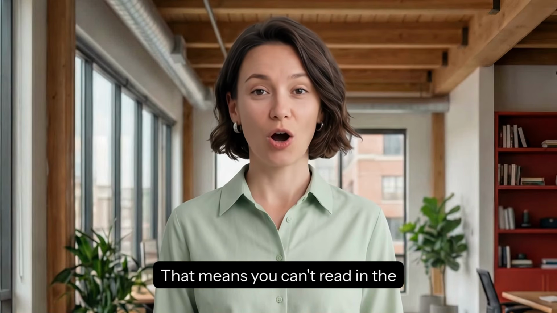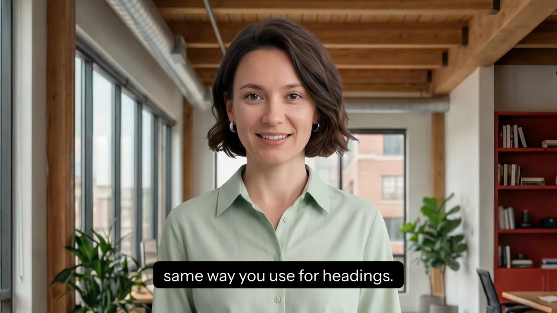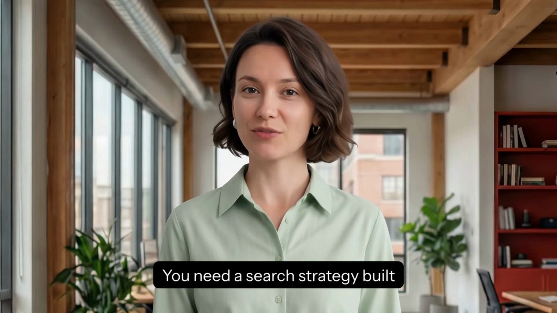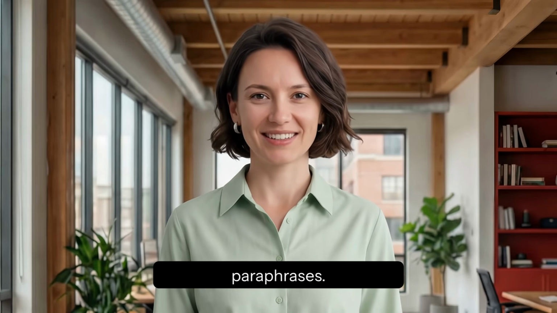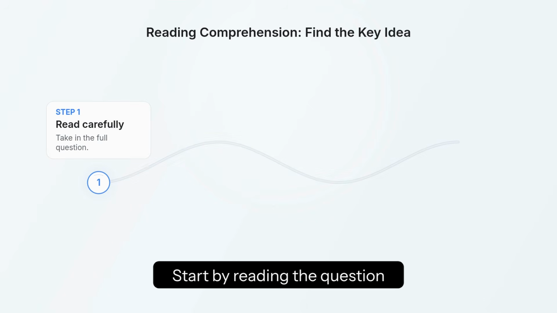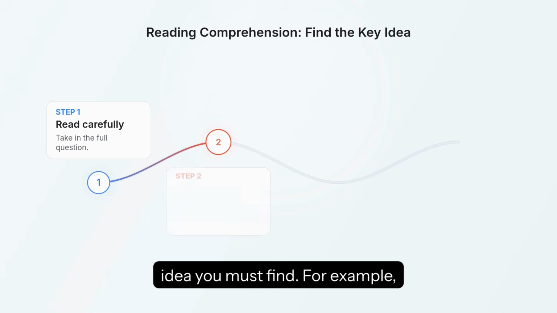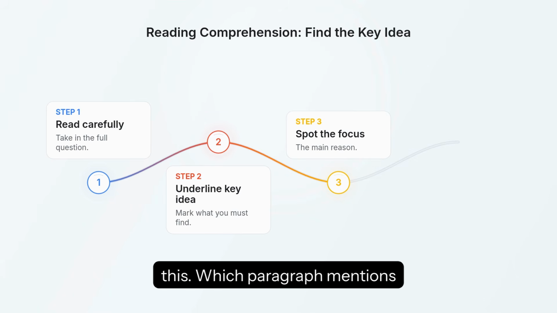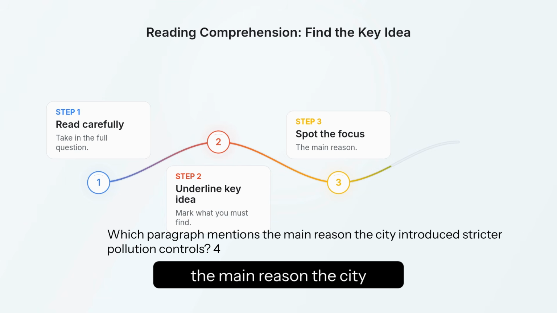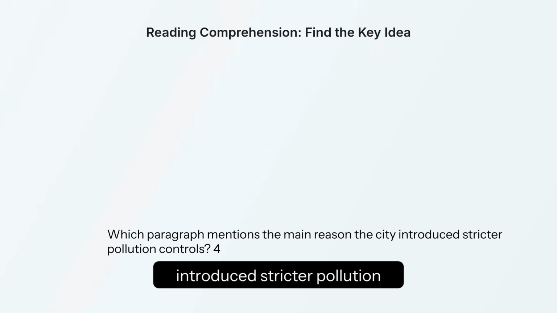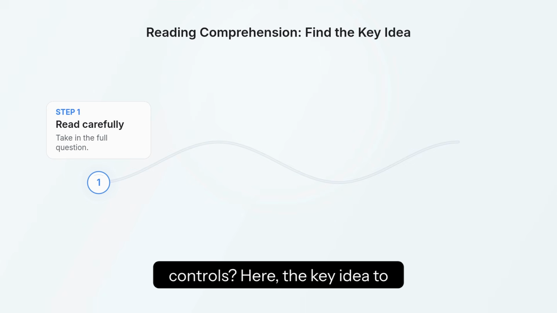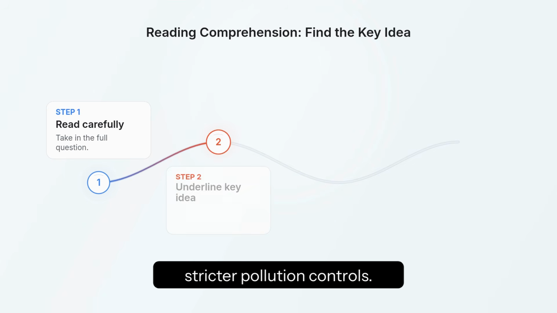That means you can't read in the same way you use for headings. You need a search strategy built around keywords and paraphrases. Start by reading the question carefully and underlining the key idea you must find. For example, you might see a question like this: which paragraph mentions the main reason the city introduced stricter pollution controls? Here, the key idea to underline is the main reason and stricter pollution controls.